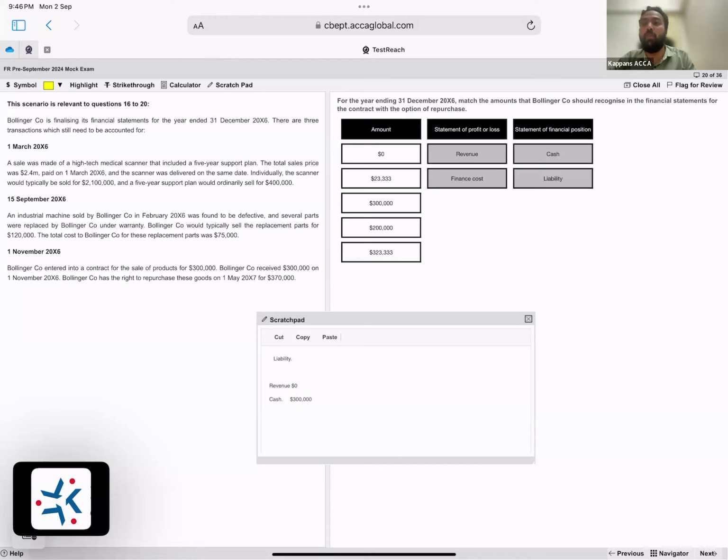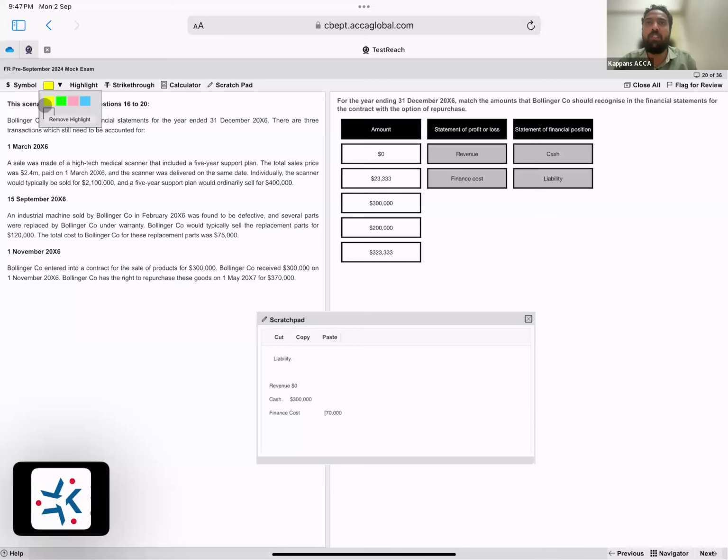Now, what about the finance cost? So the amount received is 300,000, but the repurchase price is 370,000. There is an extra 70,000, which is basically finance cost. The extra 70,000 is basically a kind of interest finance cost. But you have to read the scenario very clearly. The transaction occurred on November X6 and the repurchase is on May X7.